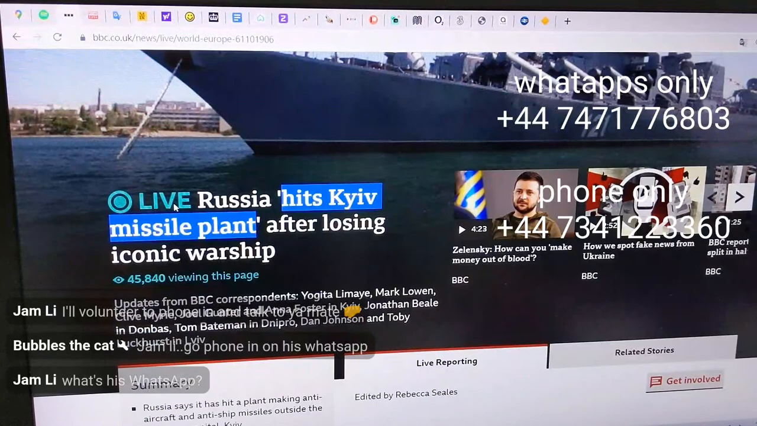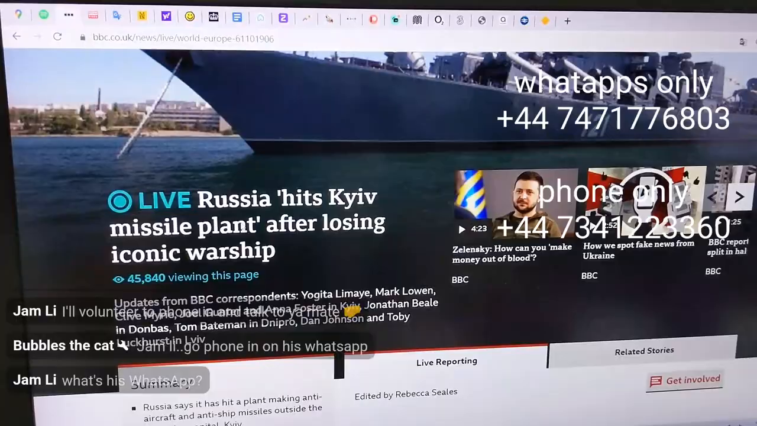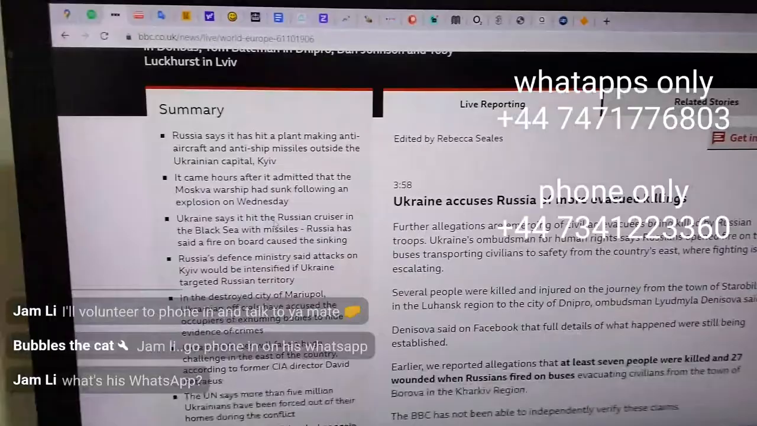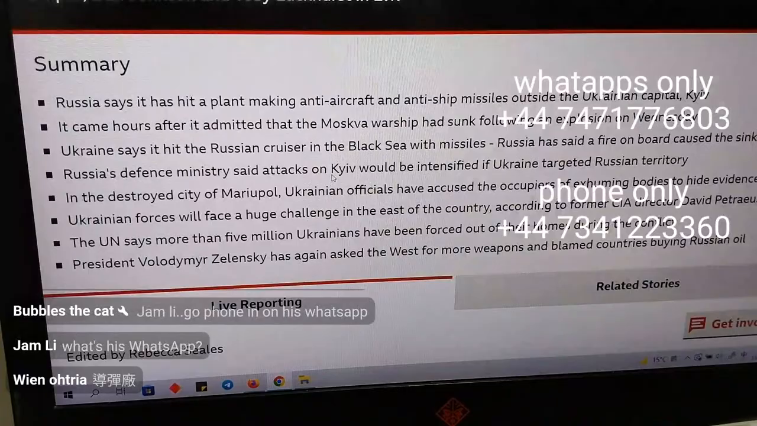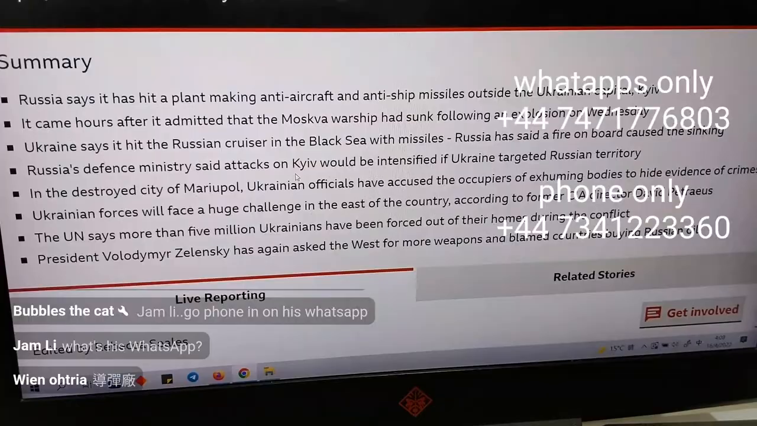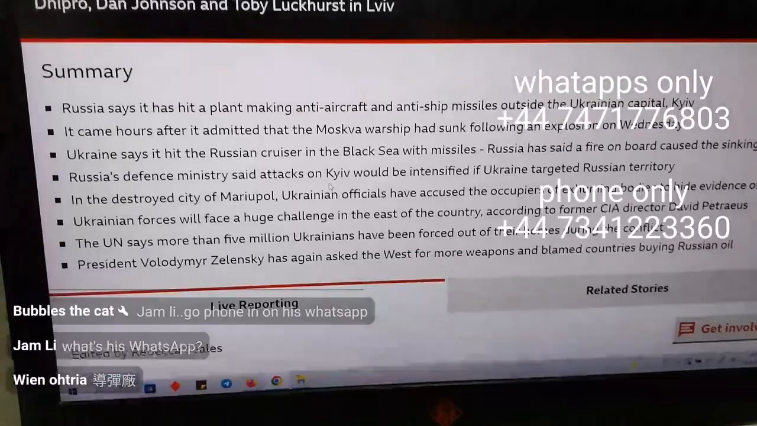Russia hits Kyiv missile plant after losing iconic warship. I see. Let's see the summary. This is very good. I like reading the BBC news, especially when it's very long. You can see always the news is too long, so you can see the summary. If you have no time to read news, the summary is very good.